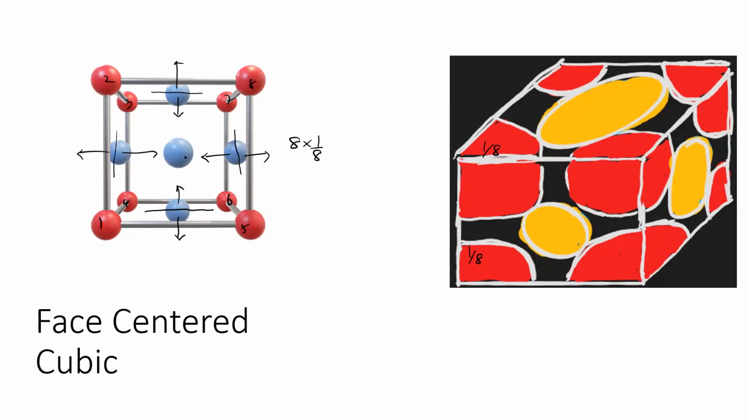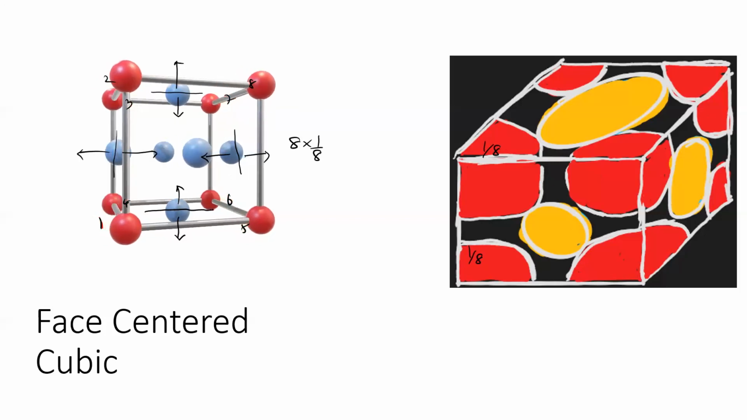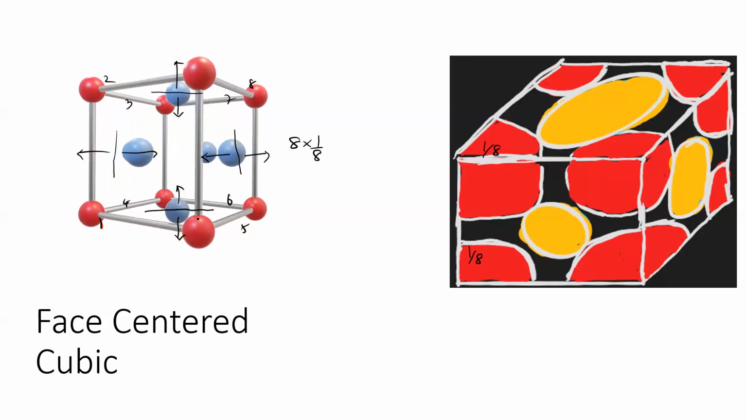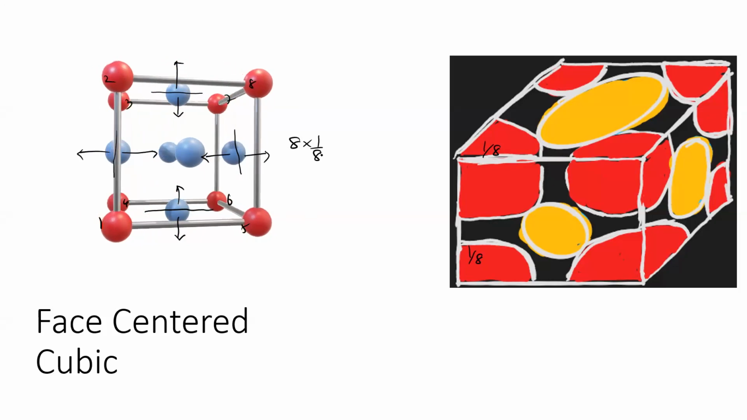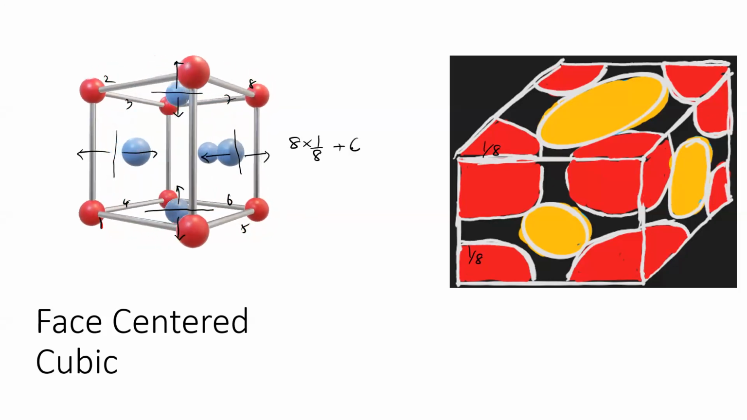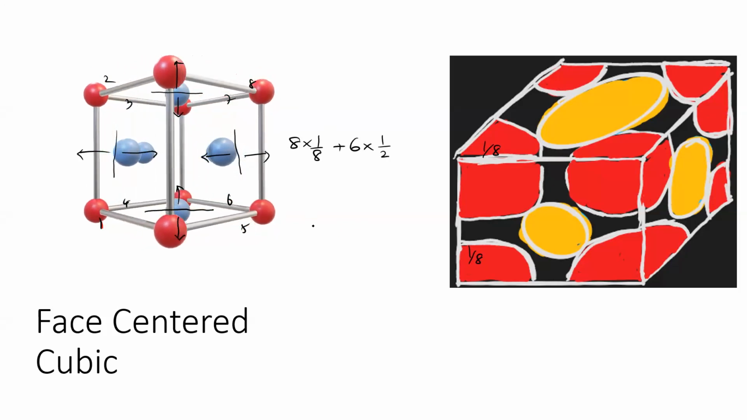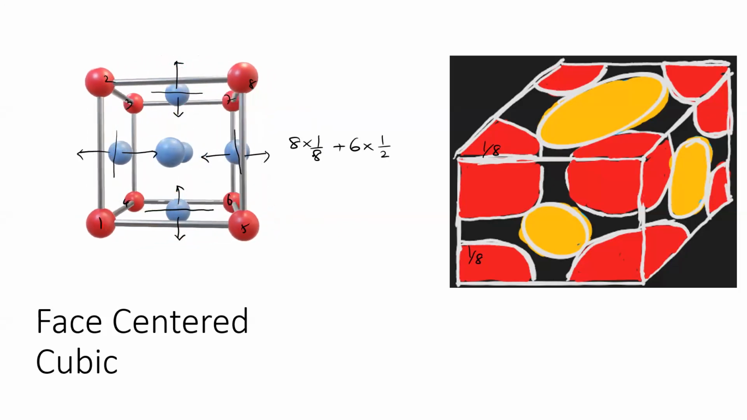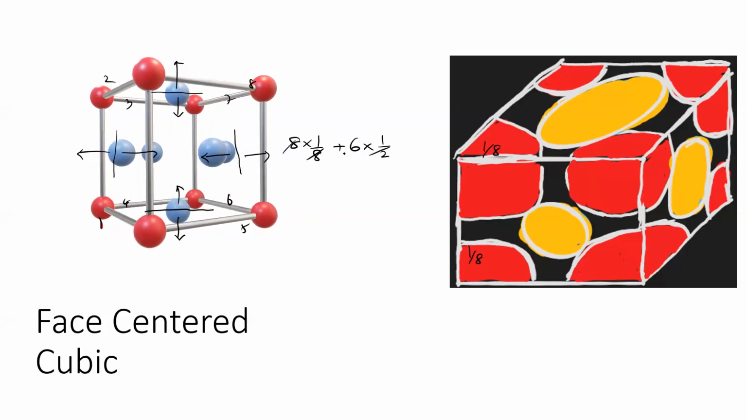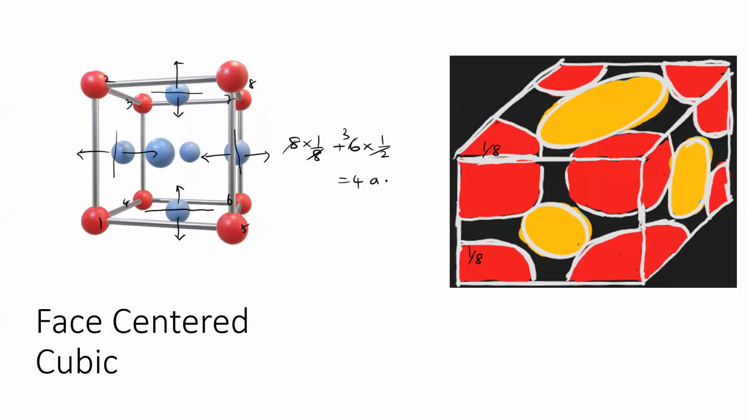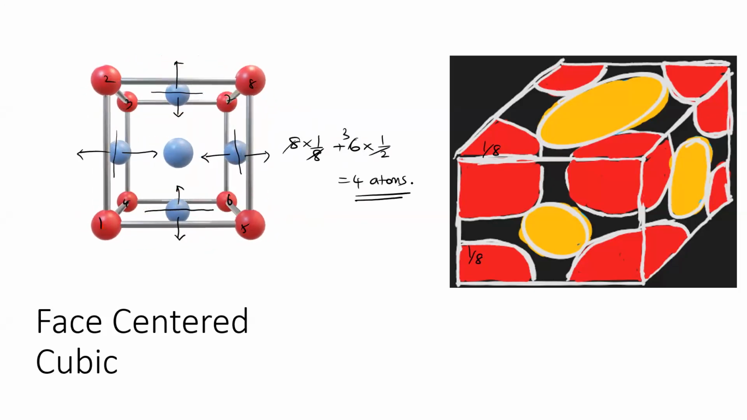Is that clear? By that way, we have 6 face-centered atoms, right? On the backside also we have one atom. So there are 6 face-centered atoms, but one atom contribution is 1 by 2 for one unit cell. So then it is 1, then 3. So totally 4 atoms per unit cell. Is that clear or not?